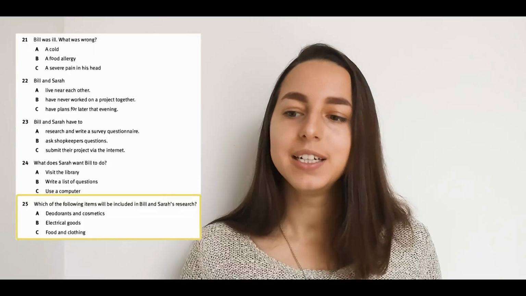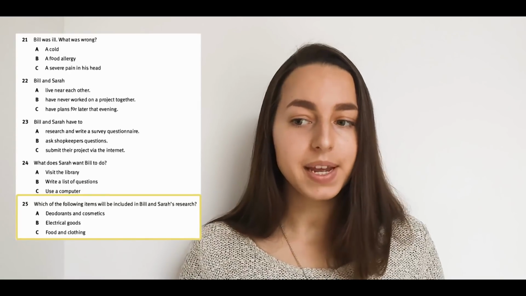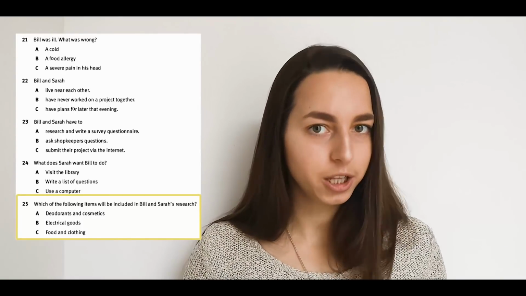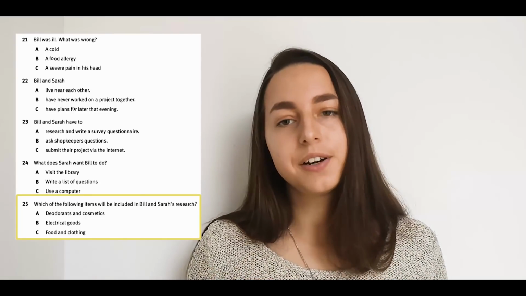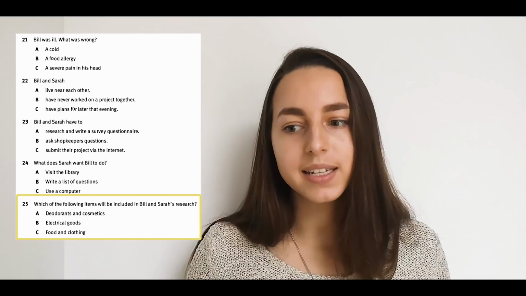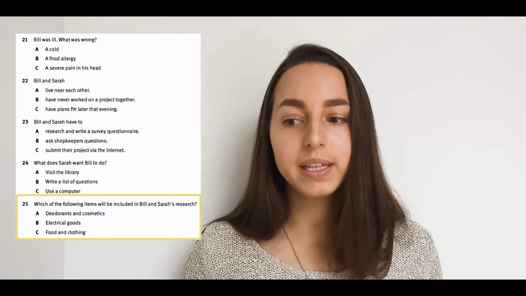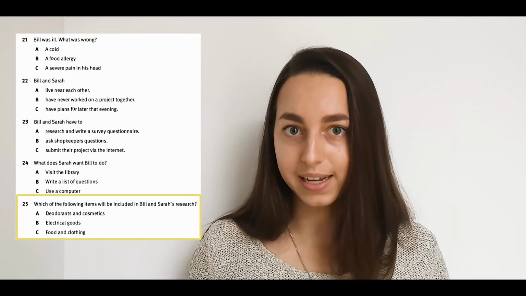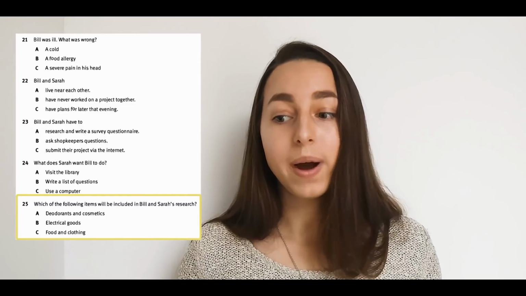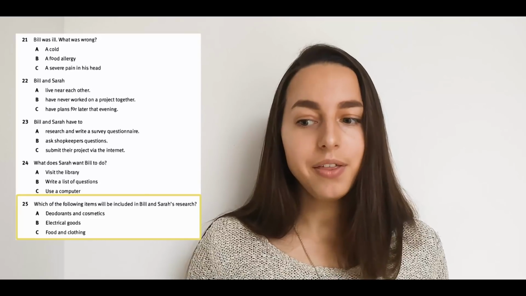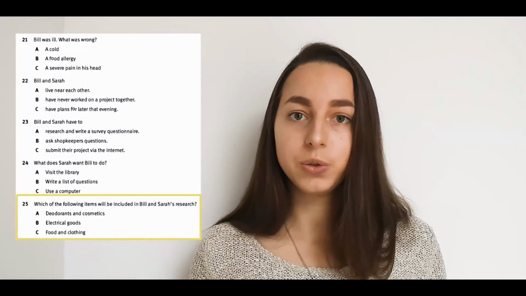Then the next question is, which of the following items will be included in Bill and Sarah's research? A, deodorants and cosmetics, B, electrical goods, and C, food and clothing. So this one is not difficult at all because a little bit later in the recording, Sarah again says, we have to find people who are willing to tell us about their personal things, like deodorants, cosmetics, soap, or vitamin creams. The other groups are doing food, electrical goods, and clothes.